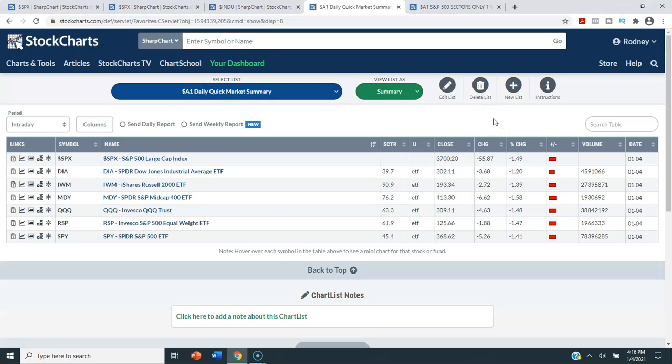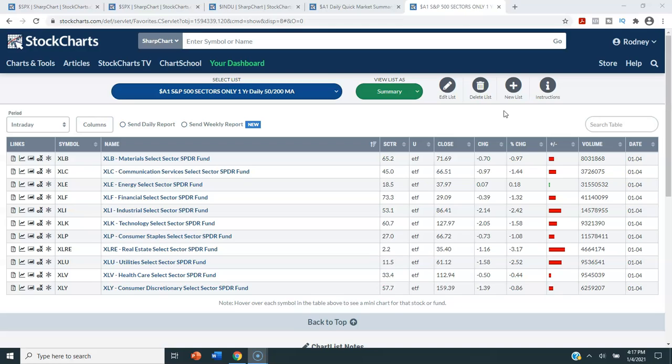And on this chart, we can see that virtually everything in the U.S. was down: small caps, mid caps, large caps, and the DIA, the ETF that tracks the Dow Jones Industrial Average, was the best performer, only down 1.20% for the day. So large caps, small caps, mid caps, the Qs, everything sold off today. Everything was down at least 1.20% for Monday, January 4th.